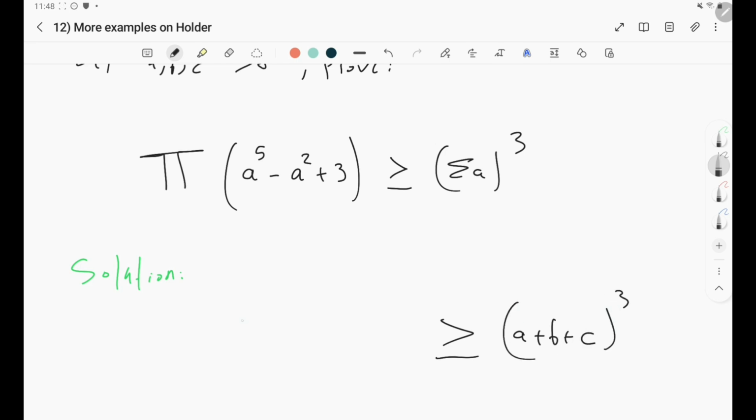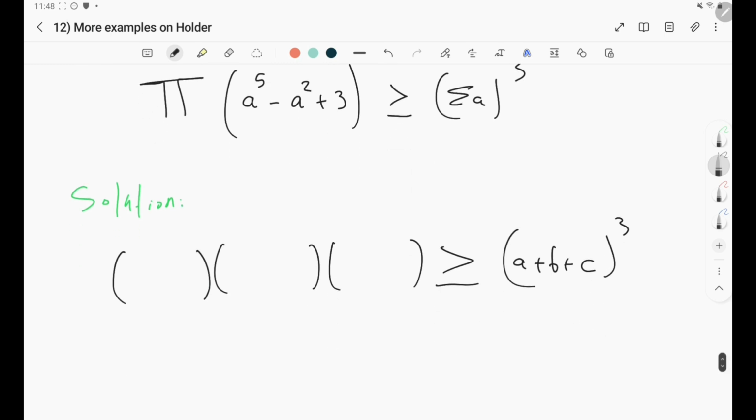What do you really want? Think about it. You want to have, first of all, 3 brackets. The first one should have just a, b, and c. The second one b, and the third one c. What you really want is something like this. If you have a cube, 1 and 1, and then here b cube, 1 and 1, and here c cube and 1 and 1. This thing is true by Hölder.